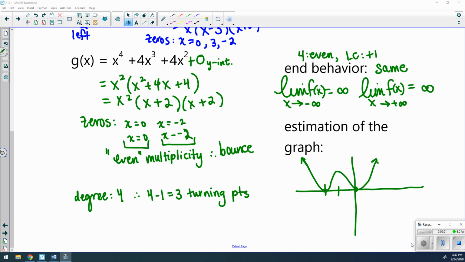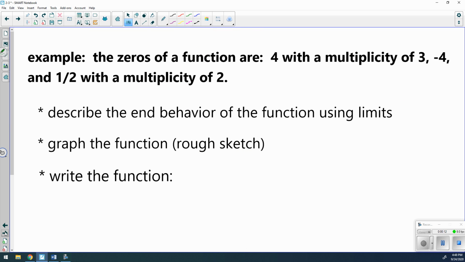In our last video, we took a look at the graph of a polynomial function based on what we know about its end behavior, its leading coefficient, its degree, and then the zeros. Today, we're going to look at it backwards. I'm going to tell you the zeros, and then we're going to figure out what the function might be.